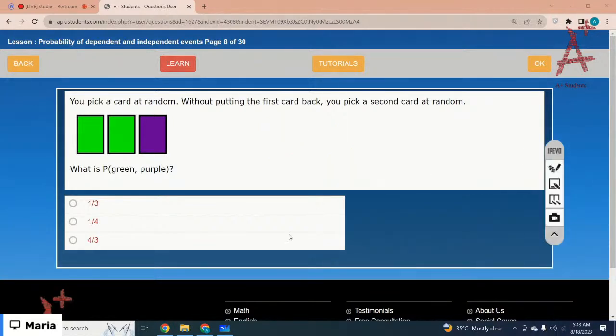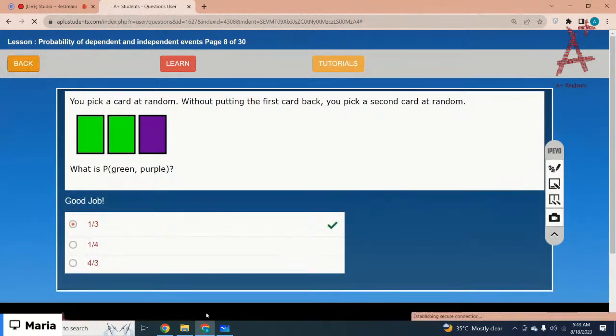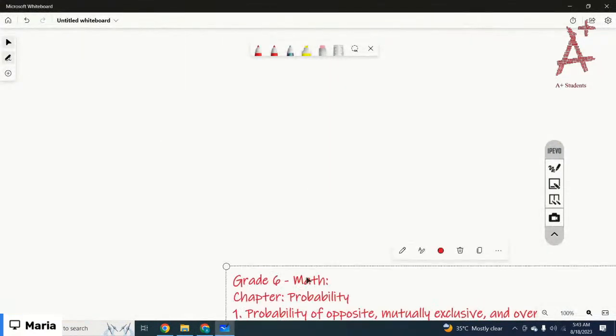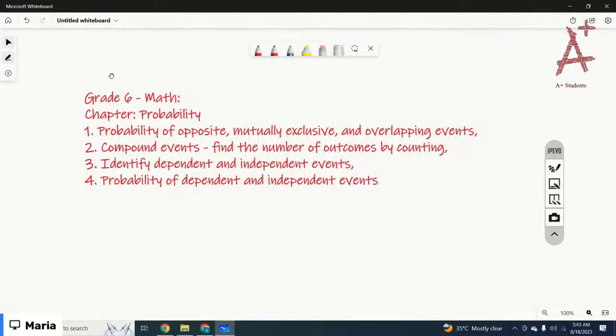Okay, we are done with the lesson. You can complete the lesson by yourself later today. So we were working on grade 6 maths. The chapter we're working on is probability. The lessons we have covered today are probability of opposite, mutually exclusive and overlapping events. Then compound events, find the number of outcomes by counting. Identify dependent and independent events. Probability of dependent and independent events.